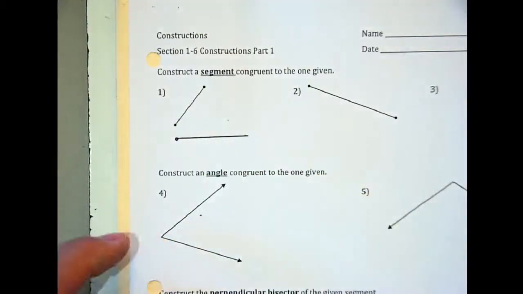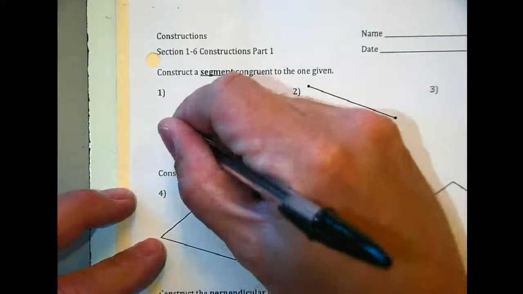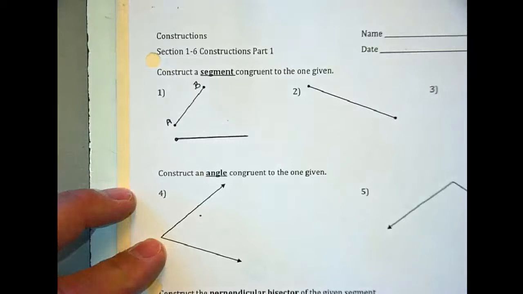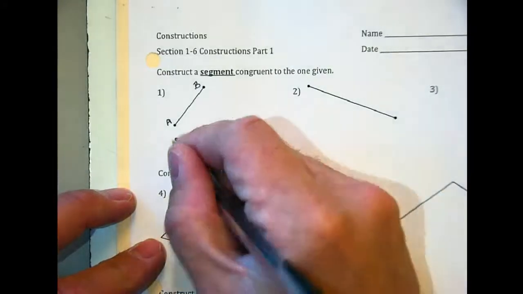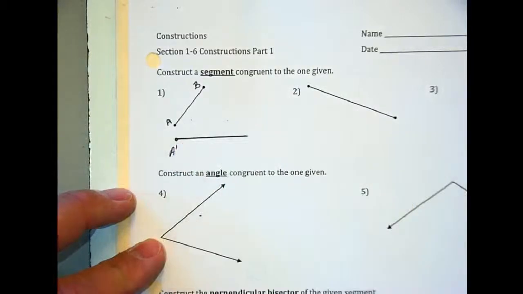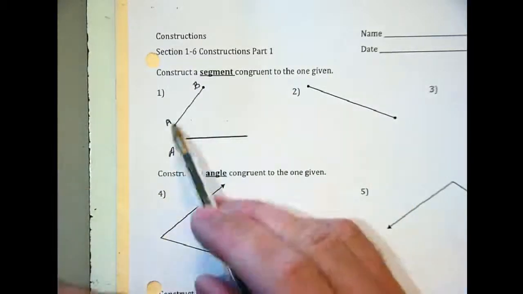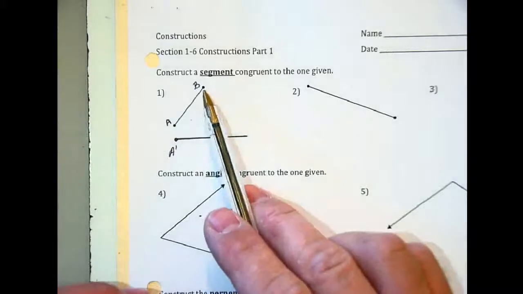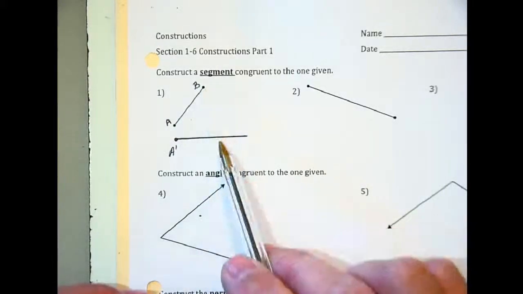Just so we can reference things, I'm going to label this point on my original segment point A, and that one point B. Now on my reconstructed one, I'm going to call this A prime. That little mark means prime. It just means that I've made an image of that. And wherever I find this point, I'm going to label it B prime.